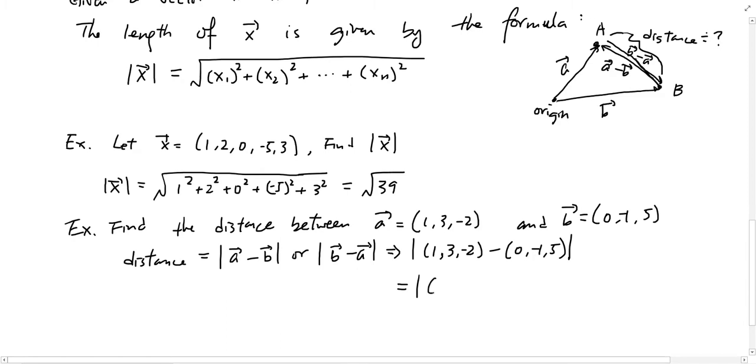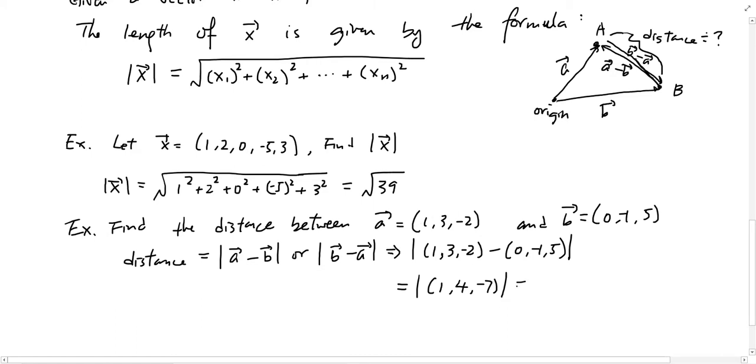I get 1 minus 0, which is 1. 3 minus negative 1 is 4. Negative 2 minus 5 is negative 7. So this right here, in between the two absolute value lines, this vector (1, 4, -7) is the direction vector that goes from B to A. Meaning that if you take the position vector B and you add this direction vector to it, it will give you position vector A. Okay?